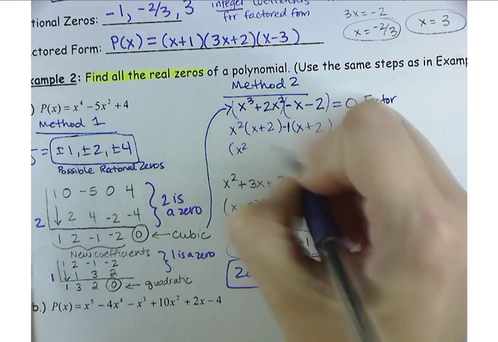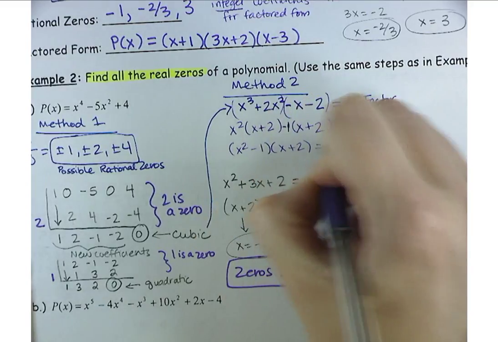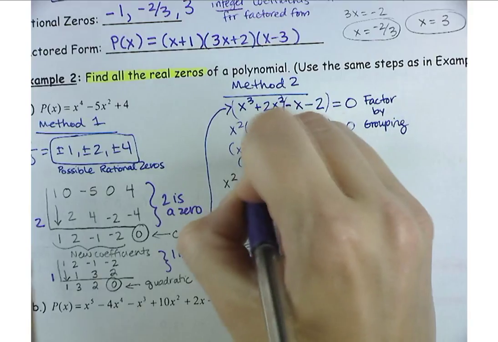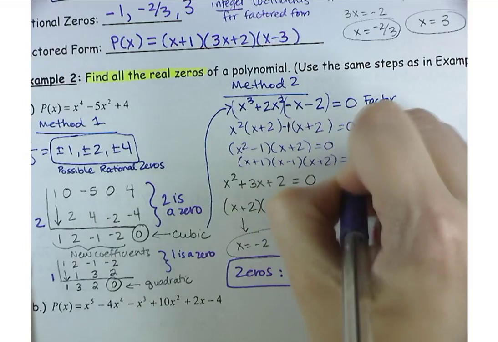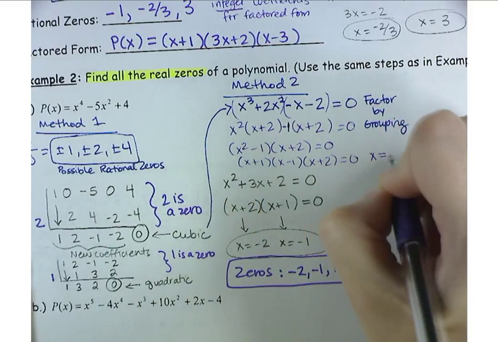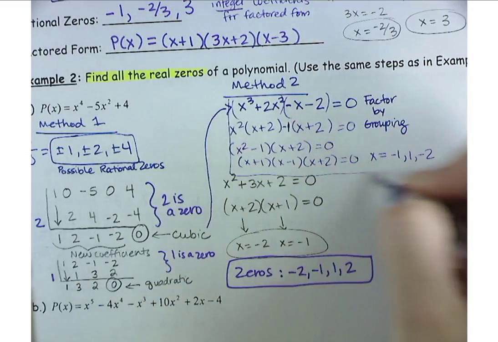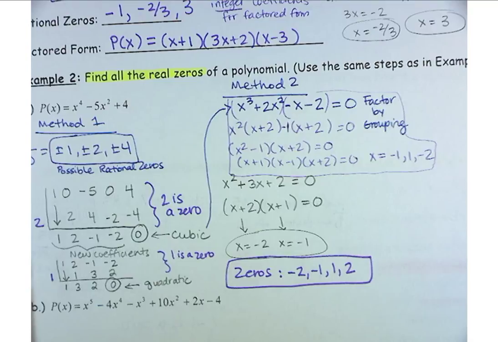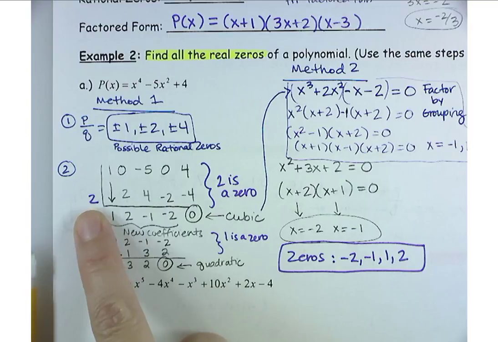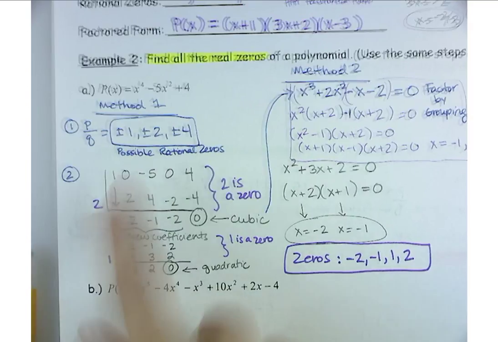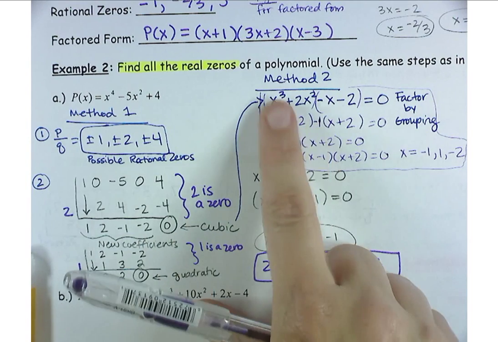This one, like I said, is a special case. So I have x squared minus 1 times x plus 2 equals 0. X squared minus 1 is x plus 1 times x minus 1 times x plus 2. So then you would get from this x equals negative 1, 1, and negative 2. And then where would the other 0 come from? The first thing that you did, which would be here, 2. Okay, so method 2, you would do the same thing up until you get here. You could recognize that that is a cubic that can be factored by grouping.